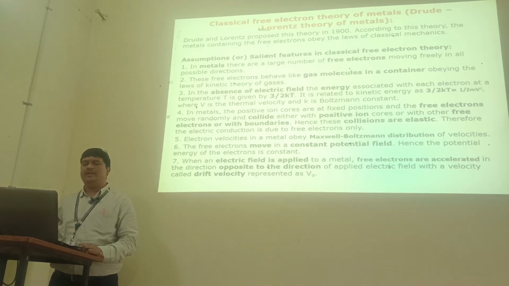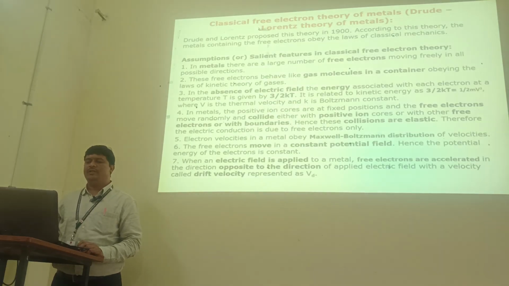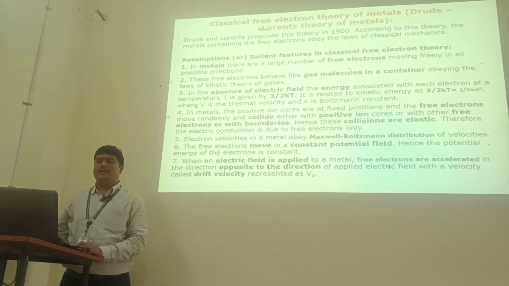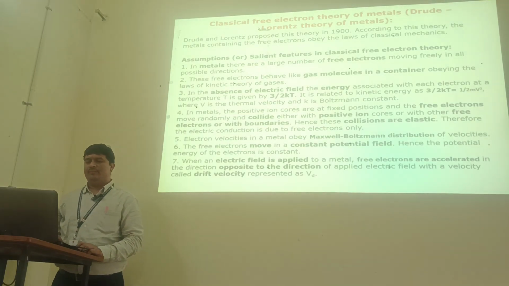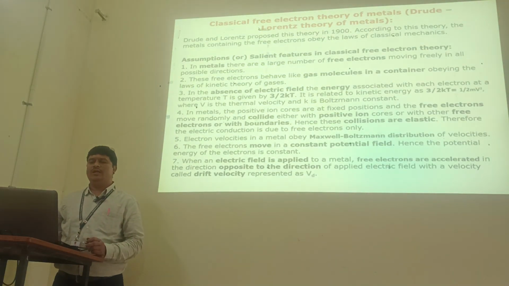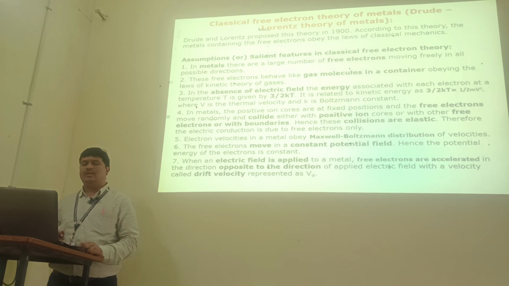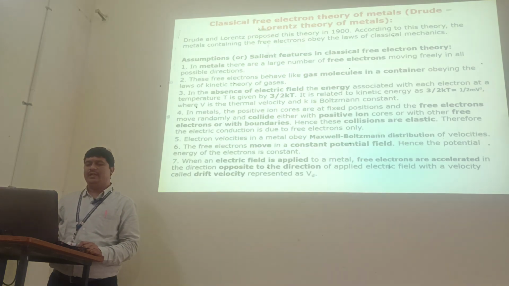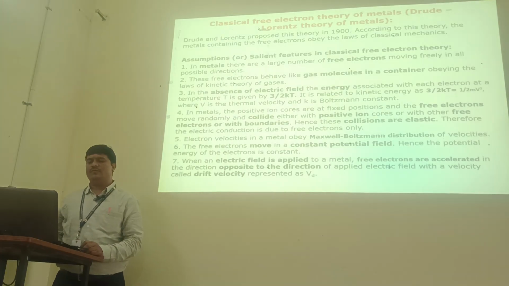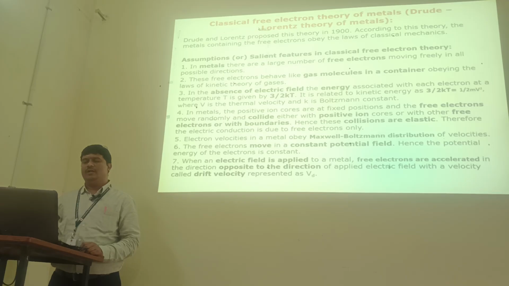In the absence of an electric field, the energy associated with each electron at a temperature T is given by 3 by 2 kT, which is equal to the kinetic energy of the particle. Next, the freely moving electrons collide with the positive ions or other particles. The electron velocity in a metal obeys the Maxwell-Boltzmann distribution of velocities. The free electrons move in a constant potential field.